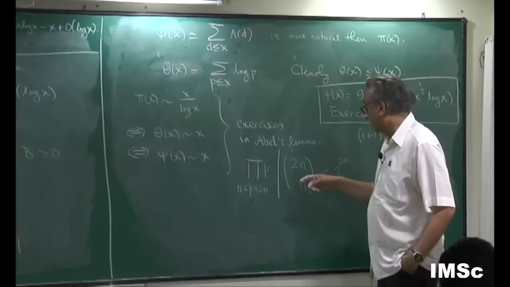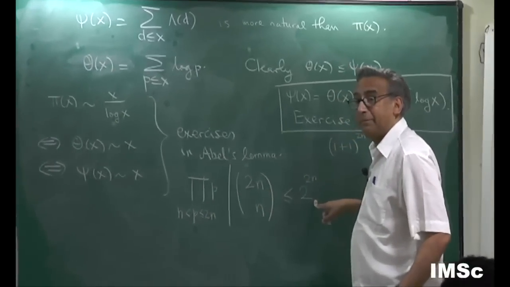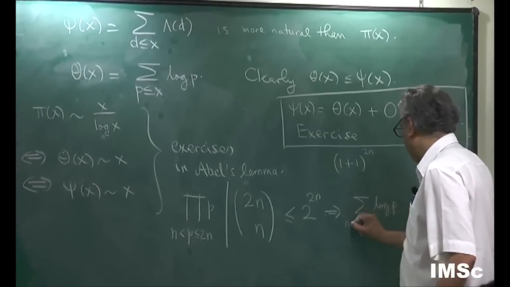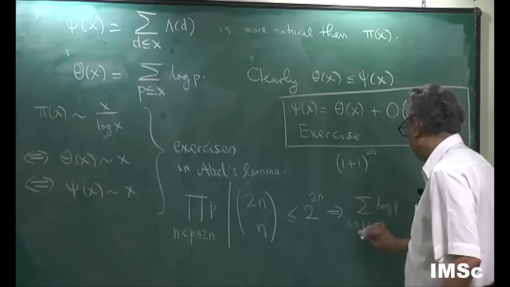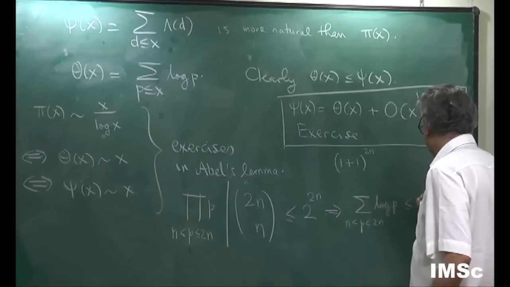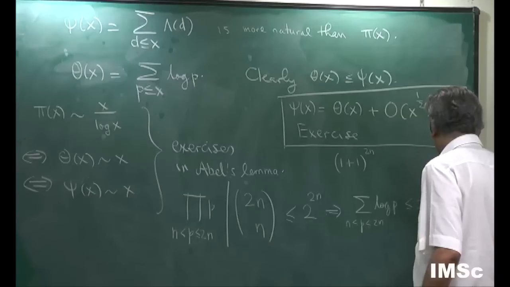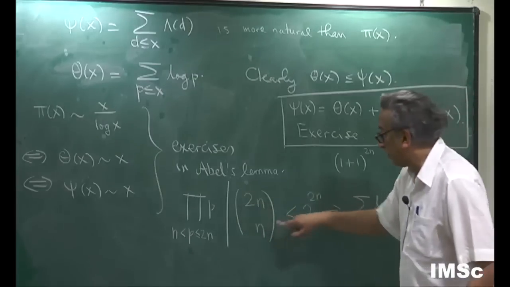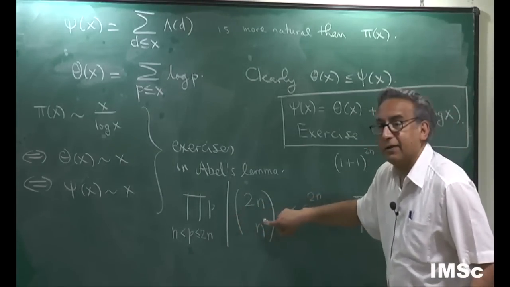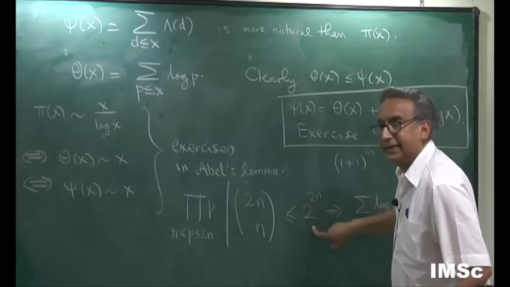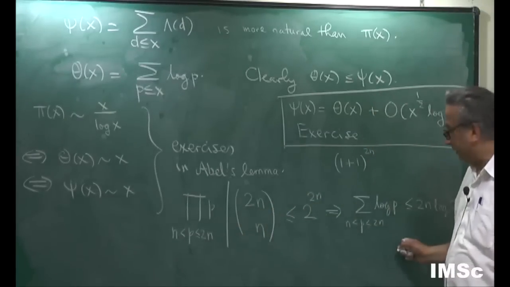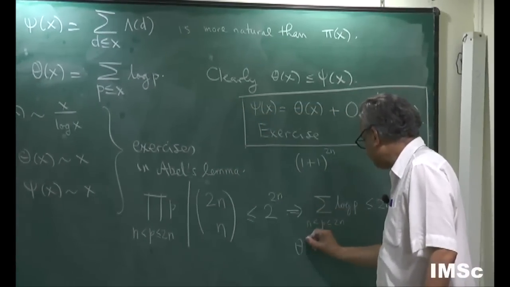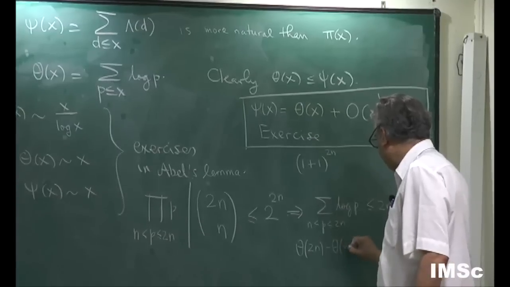And therefore, this number is less than this number. So I take logs, summation log p between n and 2n, okay, this strict inequality, is less than 2n log 2. Just take logs. Whatever this binomial coefficient is, it is less than 2 to the 2n. This is a divisor of that binomial coefficient. Therefore, this number has to be less than this. Take logs and you get this. And in his notation with this theta thing, so this says theta 2n minus theta n is less than 2n log 2.